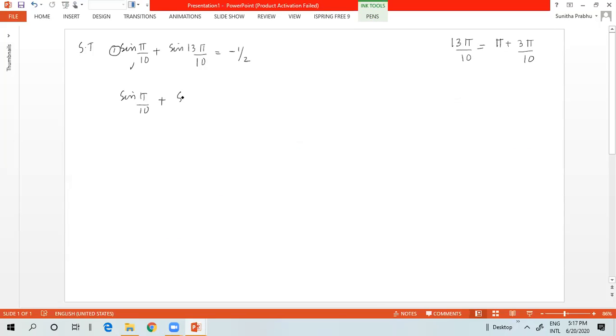So I'll say sine of pi plus 3 pi by 10. Sine pi by 10, again, I'll write as it is. And sine 180 plus theta. So Keshav, can you please help me? I've forgotten sine 180 plus theta, how much? So minus sine theta. Can you tell me the reason why? So it's in the third quadrant. 180 plus theta means it is going to be in the third quadrant.